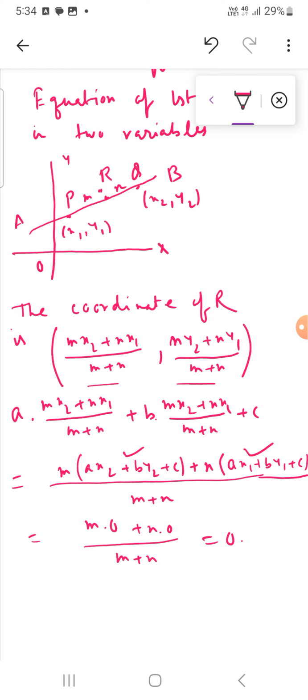So you can say that this equation ax plus by plus c represents a straight line, or vice versa, we can prove that.